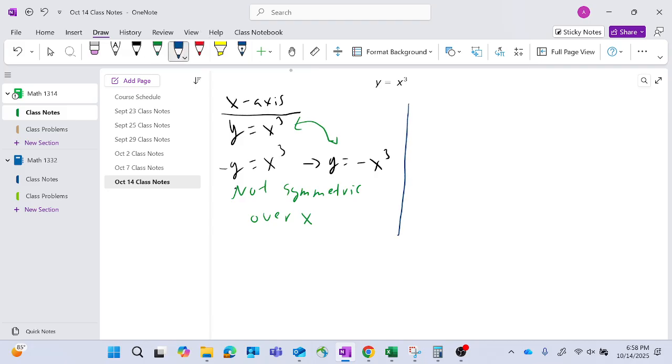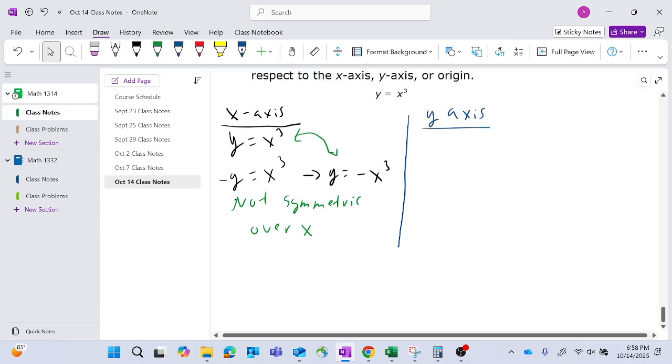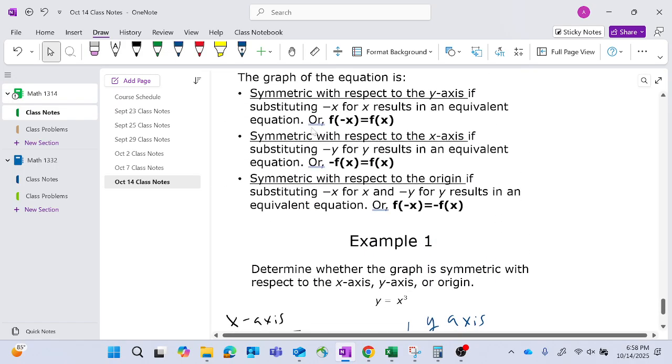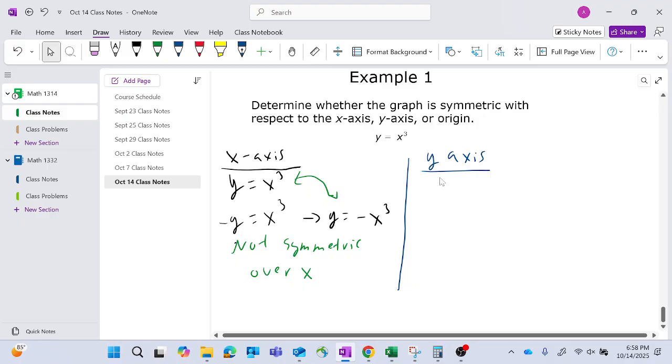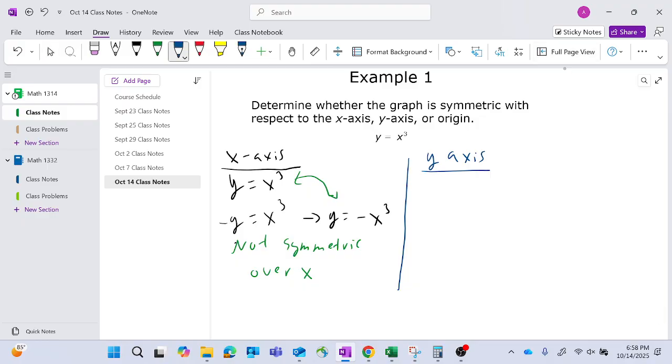And now let's check the y-axis. For the y-axis, what we said is that f of negative x should equal f of x. What that means is that I should replace the x with a negative x, and I should get the same thing. So in this case, y equals x cubed. If I replace the x with negative x cubed and simplify this down, I should get the same thing, y equals x cubed, if it's symmetric over the y-axis. Well, y equals negative x all cubed, that's the same thing as y equals negative x cubed.